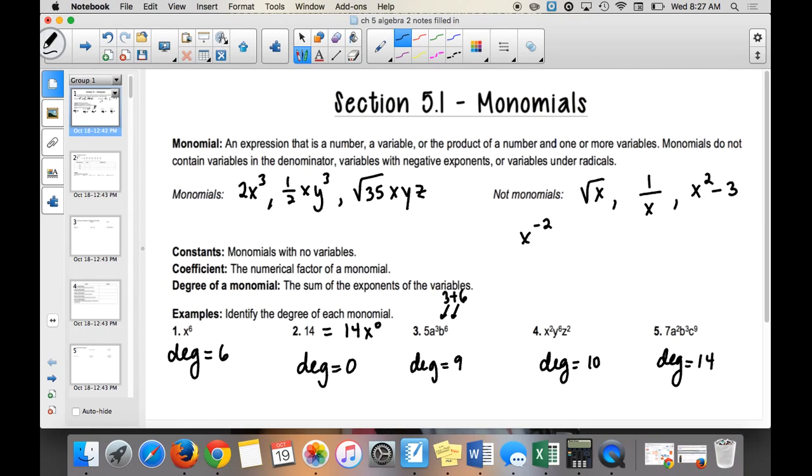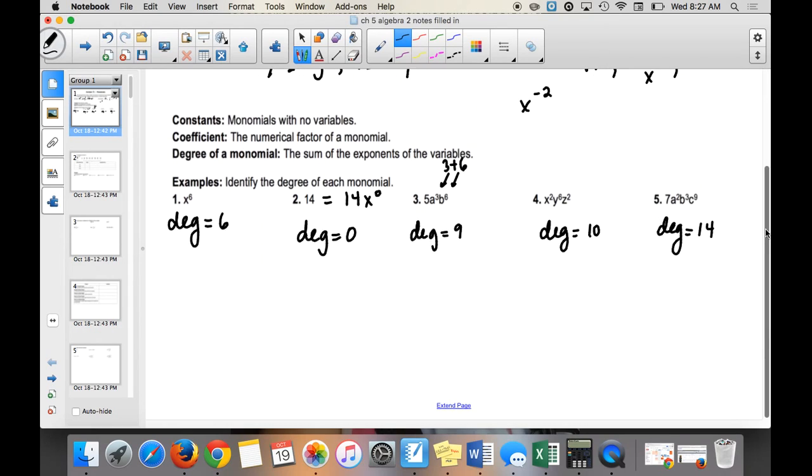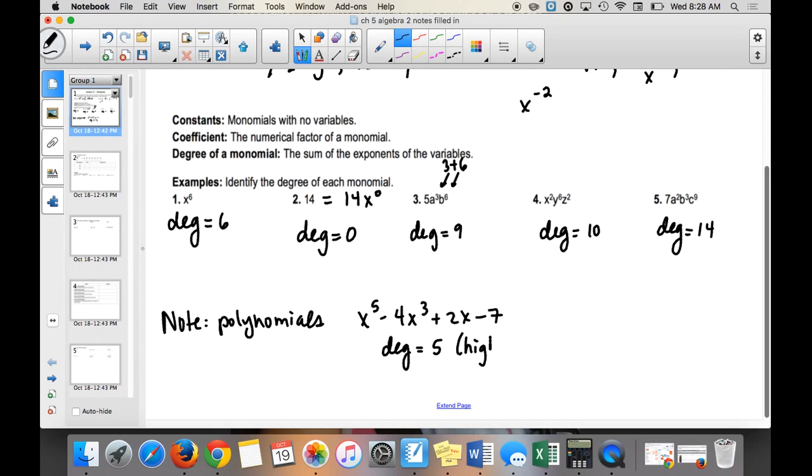All right, so this is different than when we talk about polynomials. So if I had x to the 5th minus 4x cubed plus 2x minus 7, look at each individual monomial. We'd have a degree of 5, a degree of 3, a degree of 1, and a degree of 0. We don't add all of them together, okay? So our highest exponent would be 5. So the degree of the polynomial would be 5. It's just the highest one. It's the highest degree of each individual monomial.